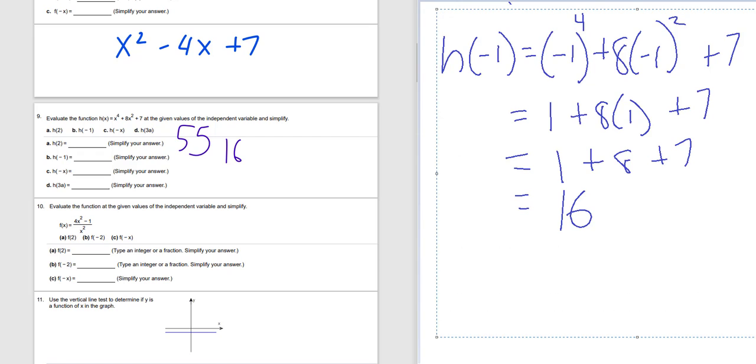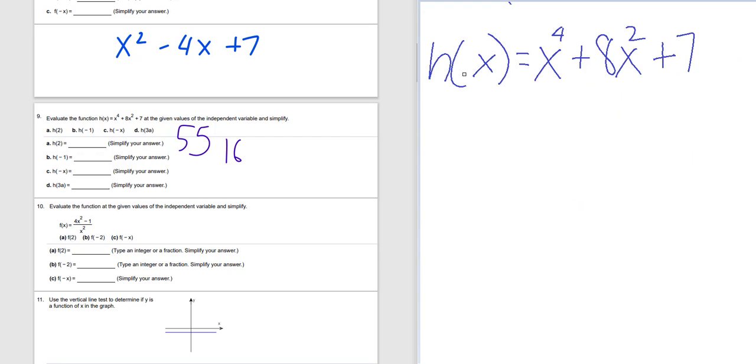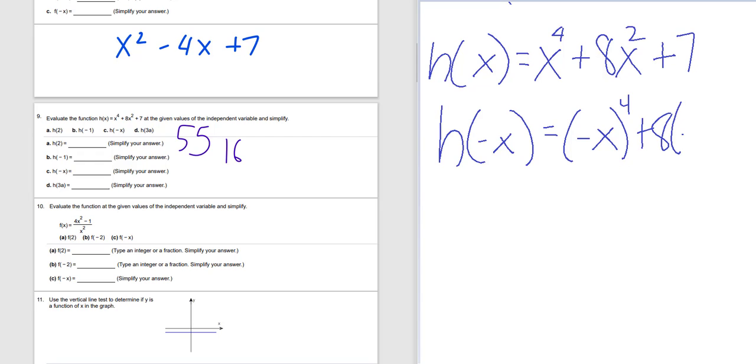H of negative x. So if h of x is x to the 4th plus 8x squared plus 7, h of negative x is negative x to the 4th plus 8 times negative x to the 2nd plus 7. So that gives me x to the 4th, for the same reason negative 1 to the 4th gave me a positive 1. You've got 4 bases of negative x. An even number of negatives will be a positive. This is going to be plus 8x squared and then plus 7.